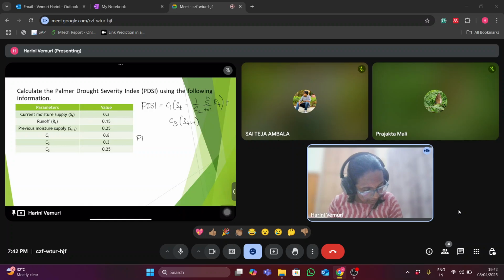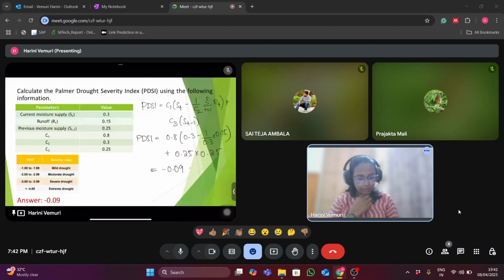So PDSI is calculated as C1 is 0.8 into ST, the current moisture supply, 0.3, minus 1 by C2, which is 0.3, into runoff, 0.15, plus 0.25, which is C3, into ST minus 1, which is 0.25. So once you calculate this, you'll get a value of minus 0.09.